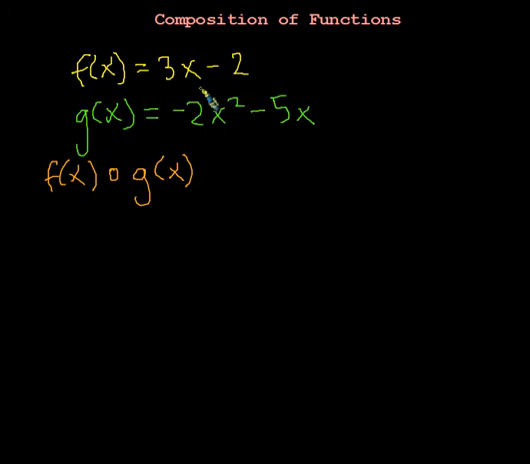Composition of functions is a concept that's often confused with multiplying two functions. In this particular case, we have a function f of x equals 3x minus 2, and g of x equals negative 2x squared minus 5x. The way we would write a composition of functions is f of x, and then this open dot, and then g of x.